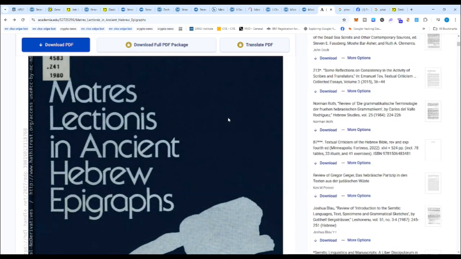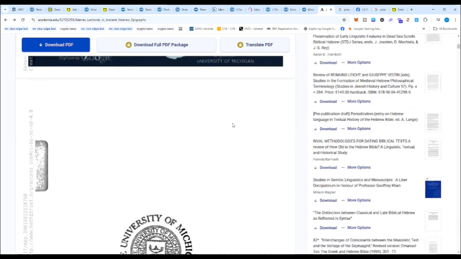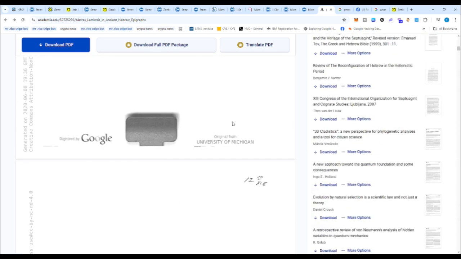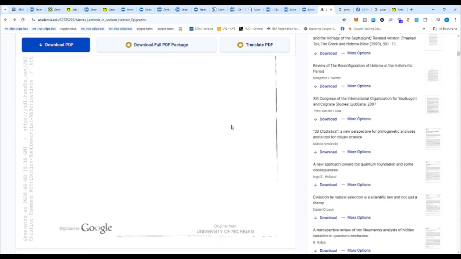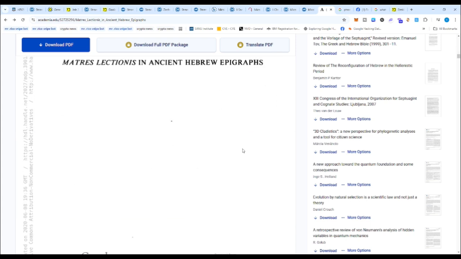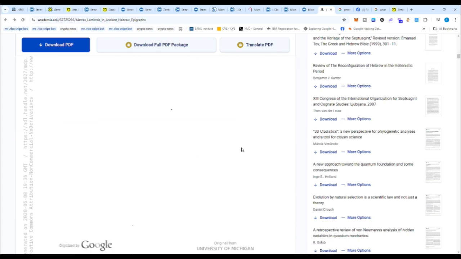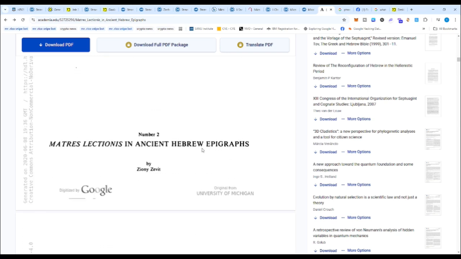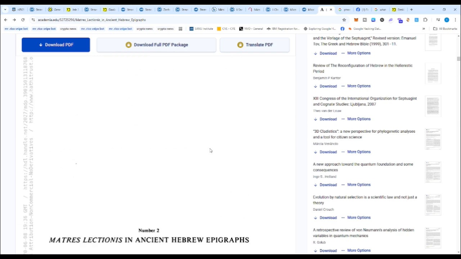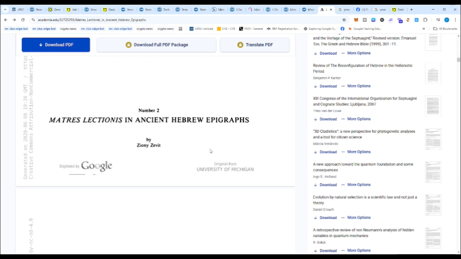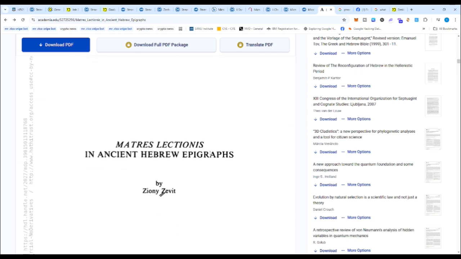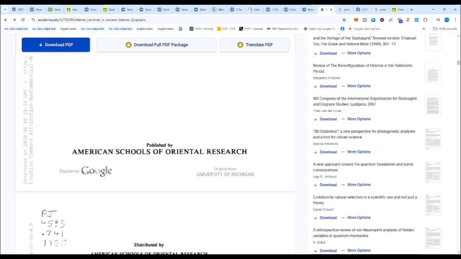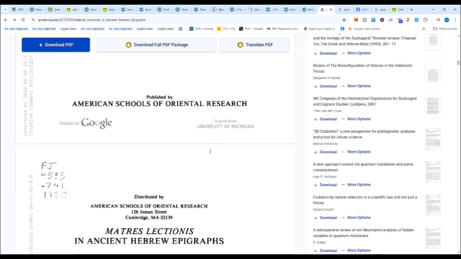It is called Metres Lectionis in Ancient Hebrew Epigraphs, by Zioni Zevet, the University of Michigan libraries, published in 1980. Metres Lectionis in Ancient Hebrew Epigraphs, number 2, this is book number 2, edited by David Noah Friedman, American Schools of Oriental Research. Notice that they call that the Orient and not the Middle East, because it is.